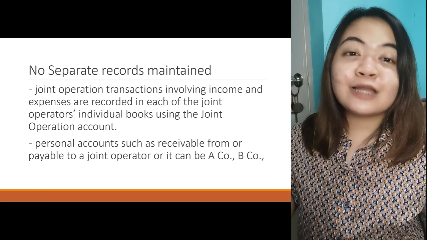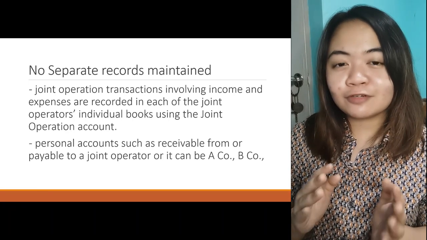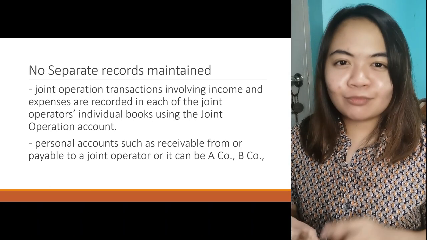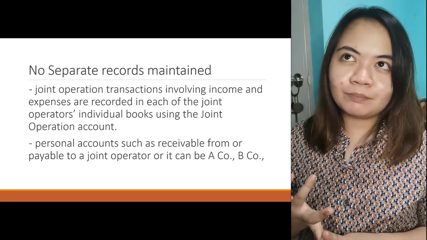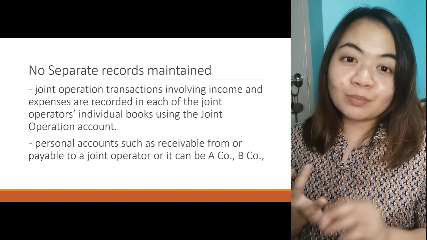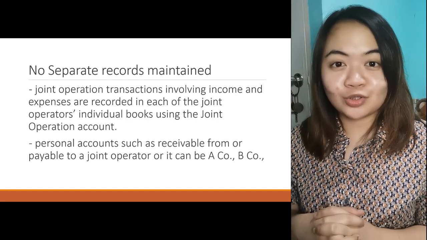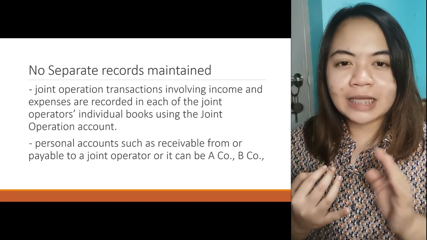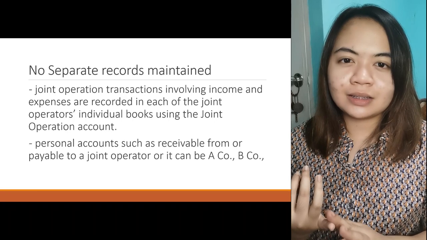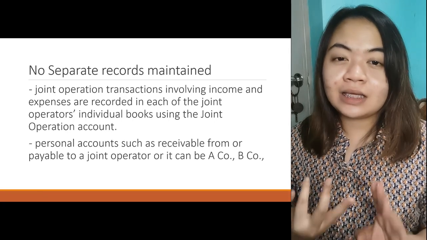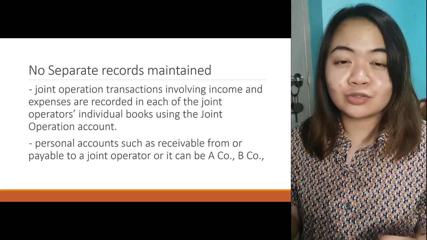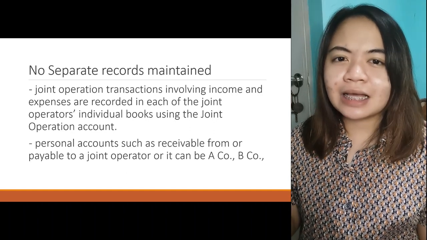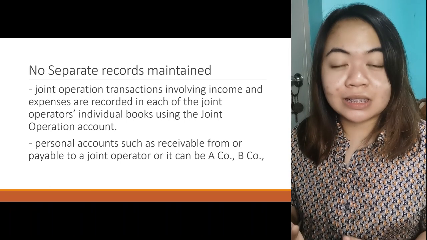So, kumbaga, hahalo siya doon. Okay, from your usual, for example, SM, I'm dropping names, SM, Robinsons. And yes, for example, SM and Robinsons entered into a joint operation. Yung usual transaction ni SM, dahil sa kanilang mga negosyo with operations sa SM, kay Robinsons, operations kay Robinsons, yung mga normal sales nila, yung mga expenses nila, ina-account dun sa books nila.